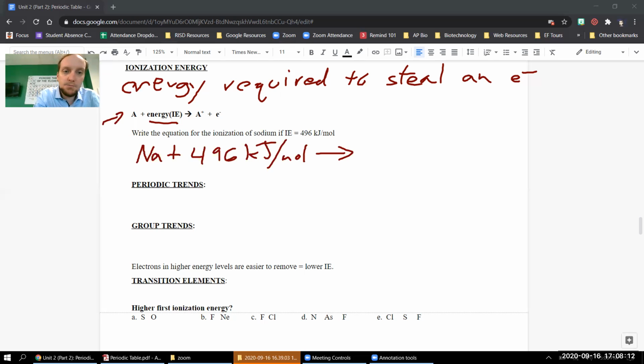An ion, so notice A plus, so that's going to be sodium with a +1 charge, plus its electron, which we just stole. So that's a way of showing, not mathematically, just with the chemical equation, that sodium, if you were to add 496 kilojoules of energy per mole, you would be able to steal one of its electrons away from it, ionizing it into a sodium with a +1 charge.